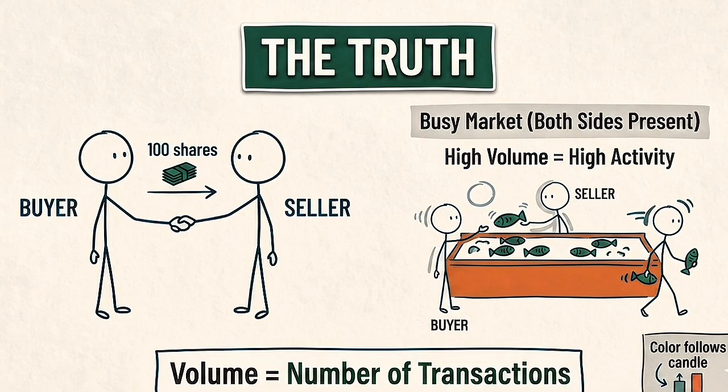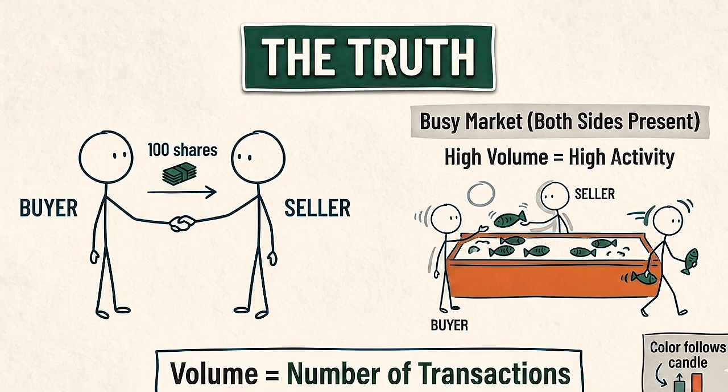Here's the truth. Every single trade requires a buyer and a seller, always, without exception. If you bought 100 shares, someone else sold you those 100 shares. Volume counts the number of transactions, not which side is winning. The color of the volume bar? It simply follows the color of the candle. If the candle closed higher than it opened, green bar. If it closed lower, red bar. That's it. It has nothing to do with who is buying or who is selling.